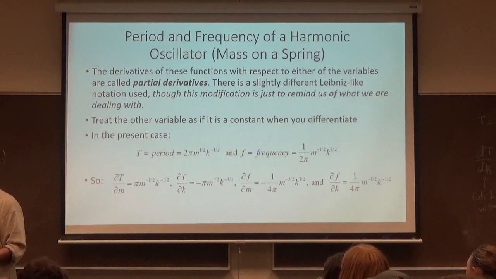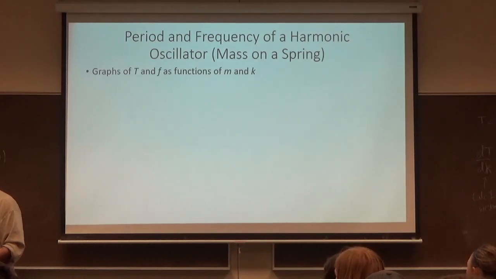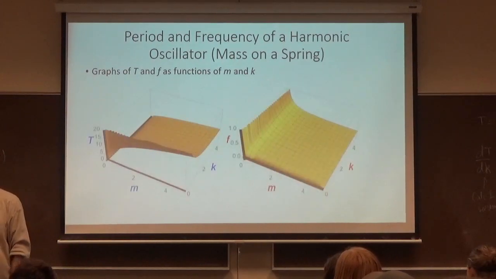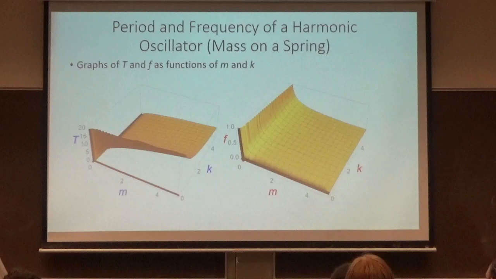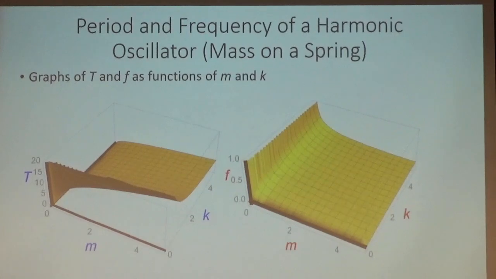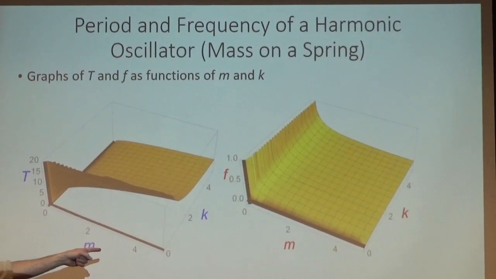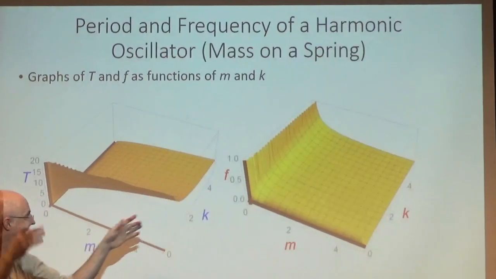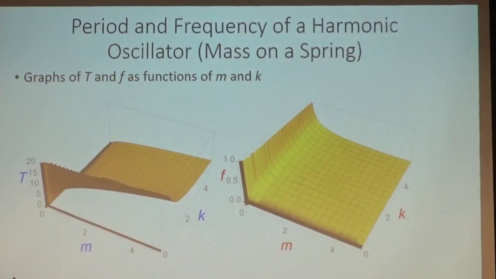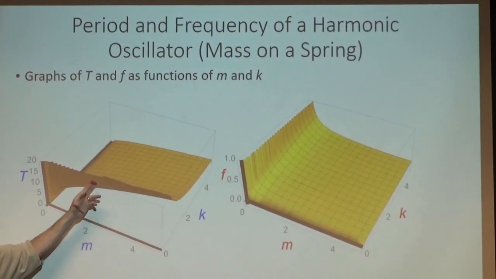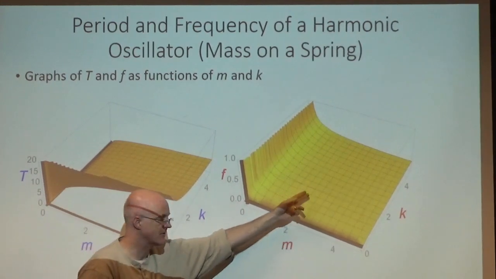Last thing to show you today is just a quick graph. A couple graphs, actually. How do you graph a multivariable function? In 3D, whoa! You got an M-axis going to the right here, a K-axis going into the screen, and a third axis going upward, labeled period here and frequency there. As M and K change, as you change that mass and you change that spring, you get different periods given by the height of the graph and different frequencies given by the corresponding height of the graph.